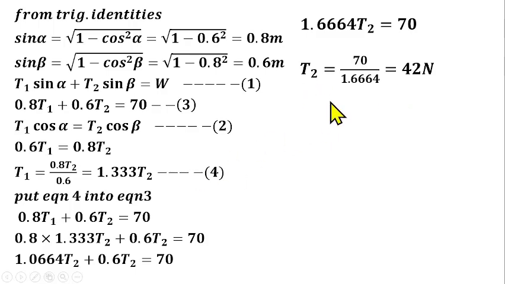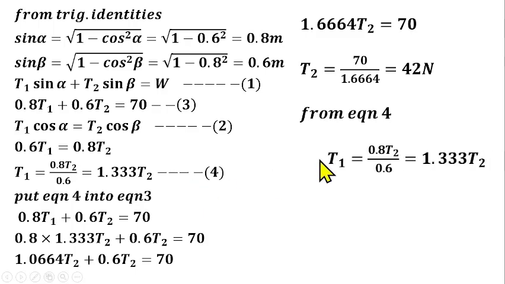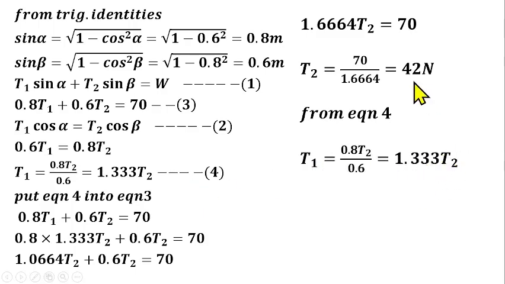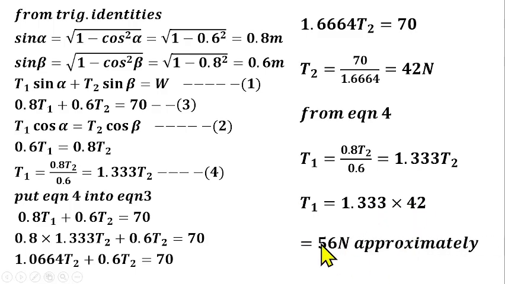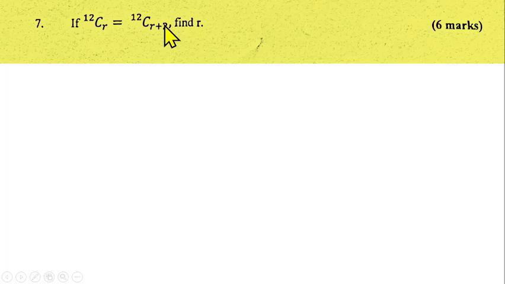So you can now find T1, knowing T2, by putting our T2 here. So from equation 4, which is this, put our T2 here. So that gives us T1 equals 1.33 times 42, and that should give us 56 Newton approximately for the T1. So that ends question number 5b. So question number 6. Question number 7 is from combination and permutation. In this case, combination. If 12 combination r is equal to 12 combination r plus 2, find r.